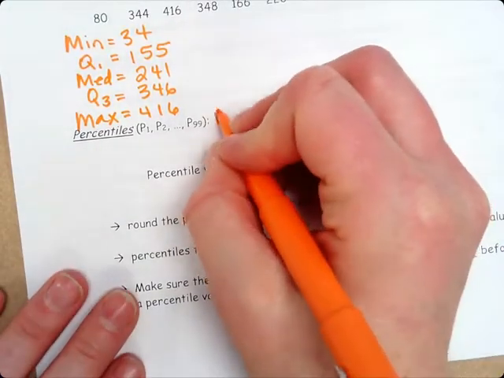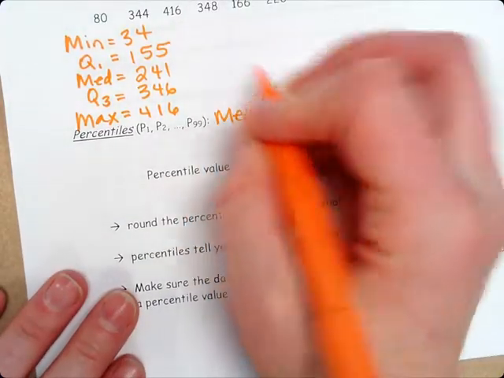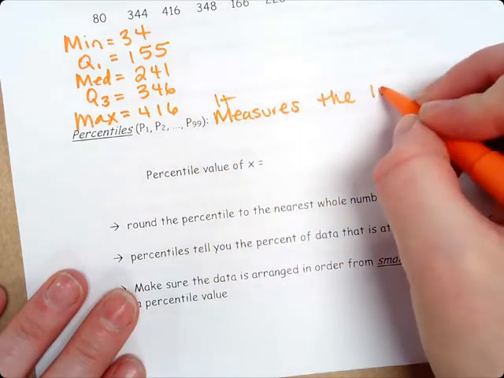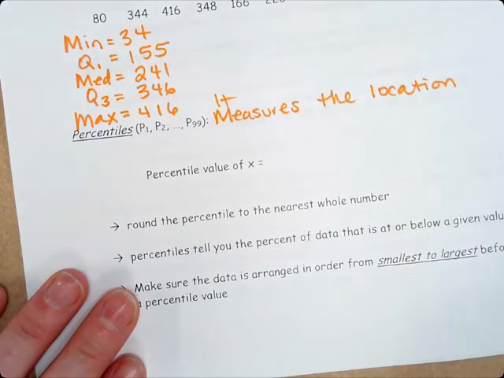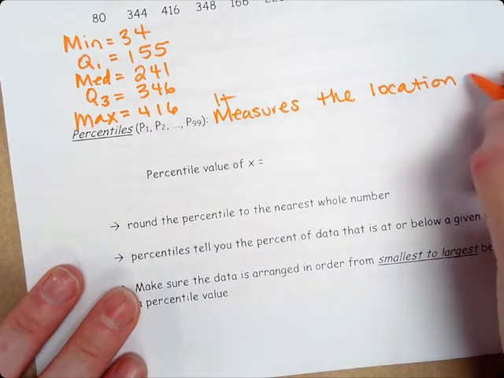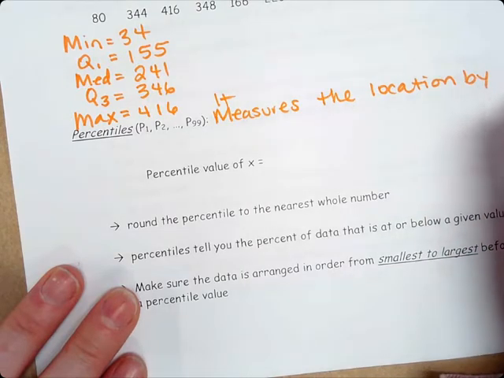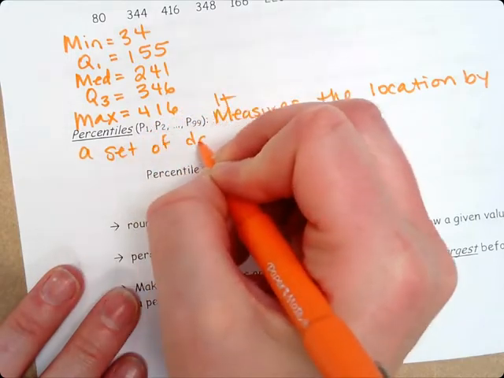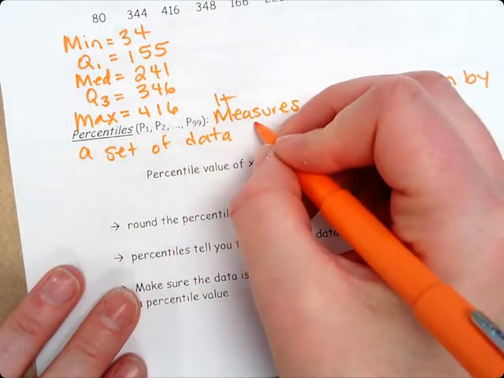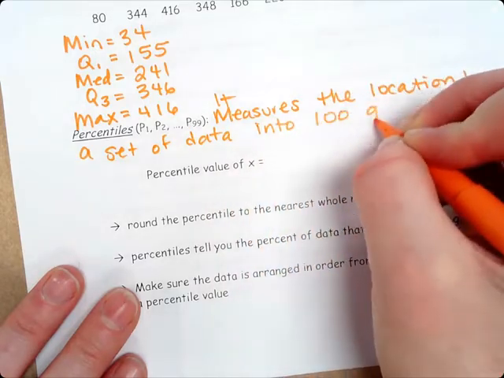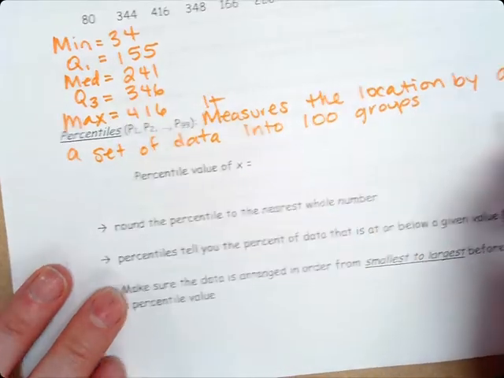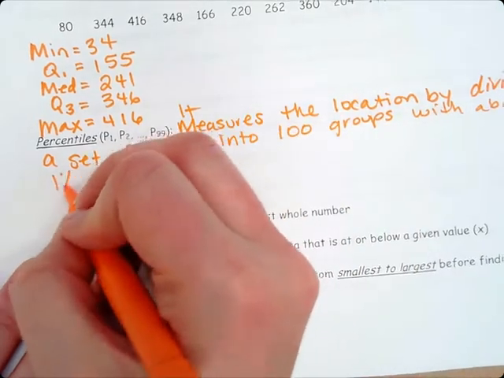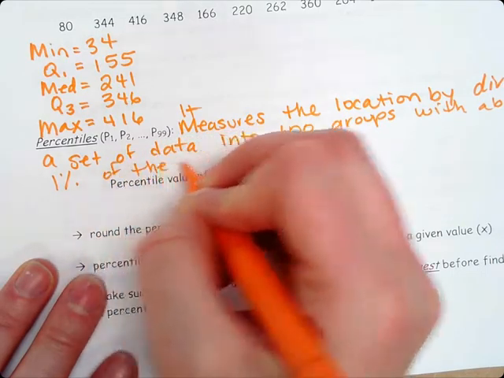So percentiles are measures of location by dividing a set of data into 100 groups with about 1% of the values in each group.